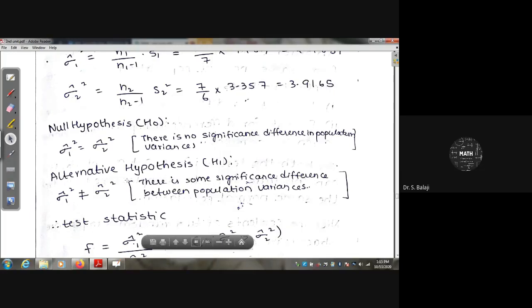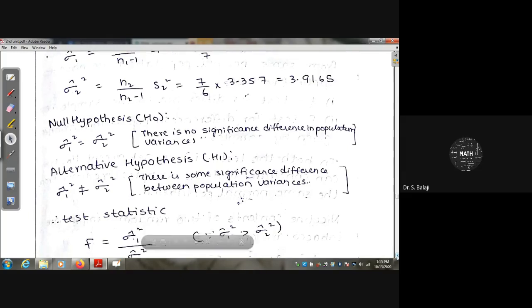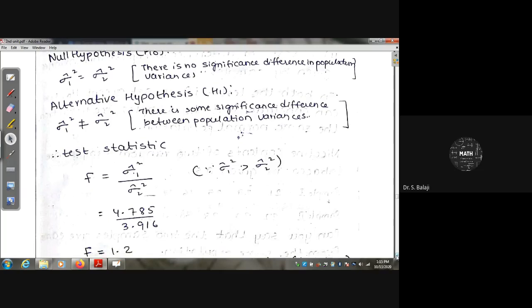Alternative hypothesis H1 says that there is some significance: sigma 1 cap square not equal to sigma 2 cap square. There is some significant difference between the population variances. This is the null hypothesis and the alternative hypothesis H1.